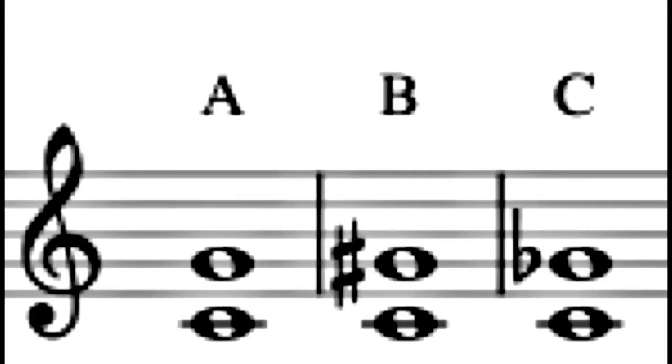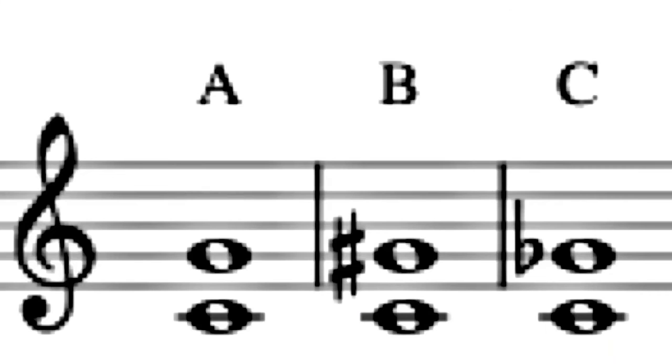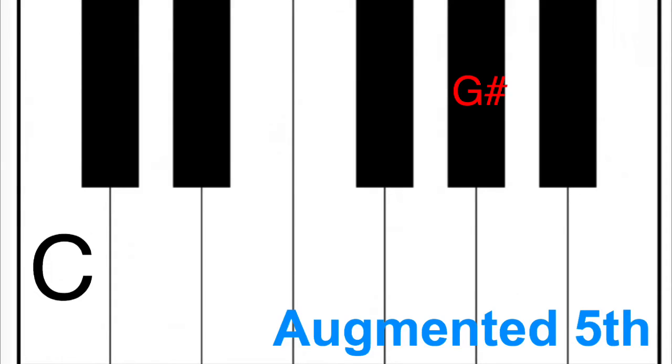It's the same principle with perfect intervals. Example A is a perfect fifth. Here it is on the keyboard, C to G. Sounds like that. In example B, we have sharpened the top note and therefore raised it by a semitone. So the interval has become slightly wider. C to G sharp now. We call this an augmented fifth. Perfect fifth, augmented fifth. So any perfect interval that we widen by a semitone is called augmented.